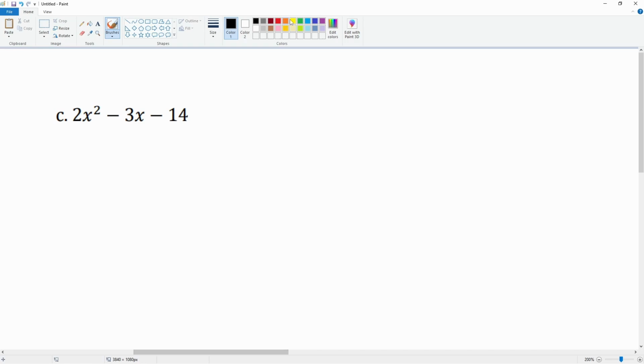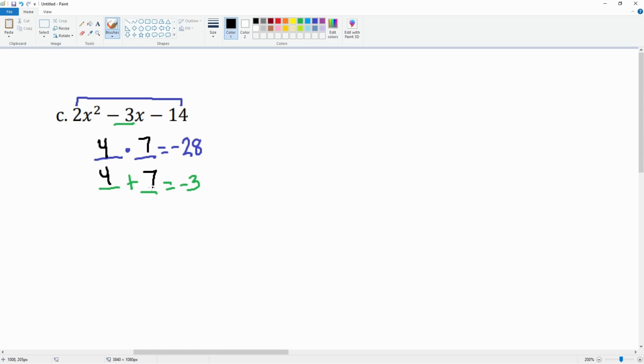Let's do C. We're going to factor again, so we're going to find two numbers here that multiply to the a times c, which is negative 28, that add up to this middle term of negative 3. Let's find those numbers. 1 and 28, no. 2 and 14, no. 4 and 7, yes. 4 and 7 looks good.